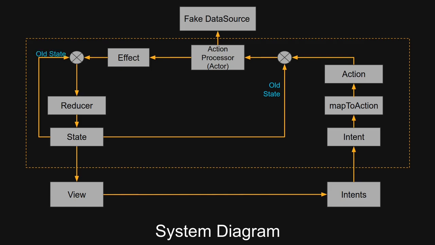And then if you see, the reducer function not only takes the effect, that is the result from the actor, it also takes the old state. So basically the reducer function is a kind of state machine which takes an effect and the old state and produces a new state. And then this new state is passed into the view and the whole cycle repeats itself.